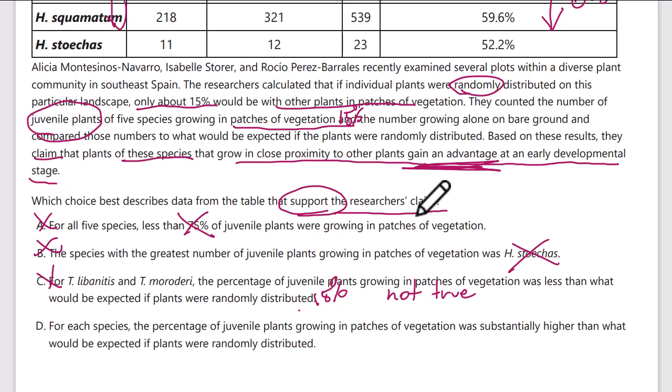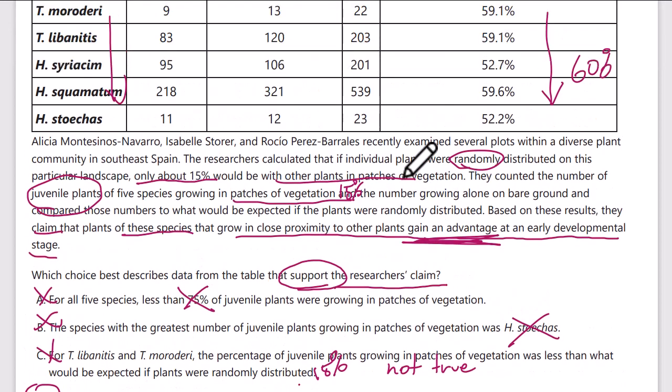That's wrong. For each species, the percent of juvenile plants growing in patches of vegetation was substantially higher than what would be expected if plants were randomly distributed. That's the idea. They're all 60%, not 15%. Sometimes the conditions and the answer are easier to assess, which I think is true in this case.